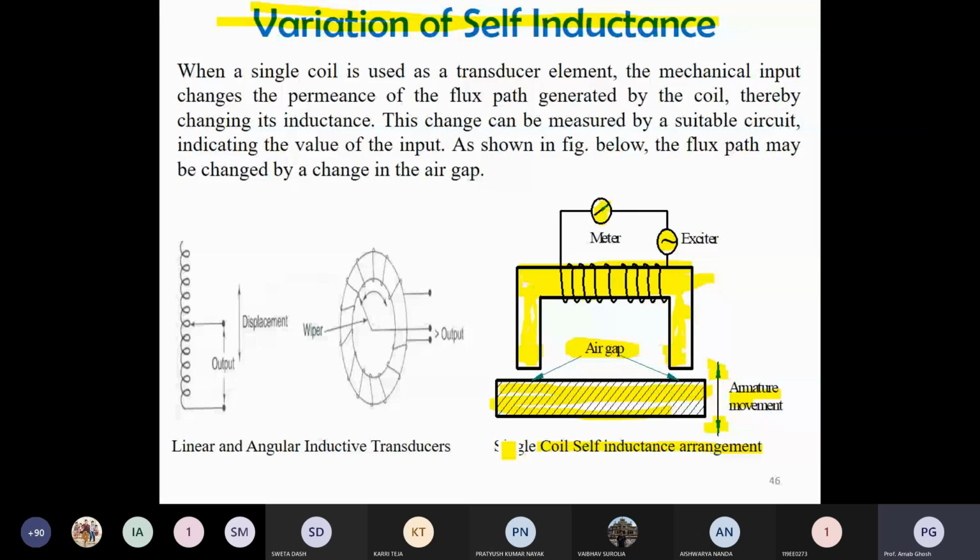So it is a single coil. Why single coil? Only one coil is there. When a single coil is used as a transducer element, the mechanical input changes the permeance of the flux path generated by the coil, thereby changing its inductance. Due to the changing of that air gap, the inductance changes, and due to the change of this value, you can see that the meter will be deflected.